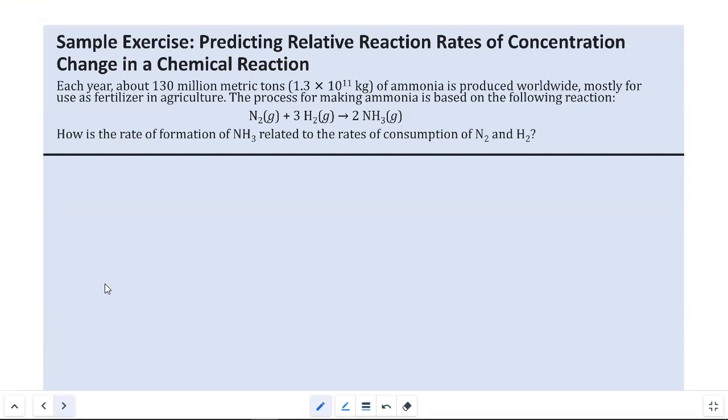All right, let's look at this sample exercise then. Each year, roughly 130 million metric tons, that's 1.3 times 10 to the 11th kilograms, of ammonia are produced worldwide, mostly for use as fertilizer. The process for making ammonia is based on the reaction nitrogen plus 3 hydrogen equals 2 ammonia. How is the rate of formation of ammonia related to the rates of consumption of nitrogen and hydrogen?